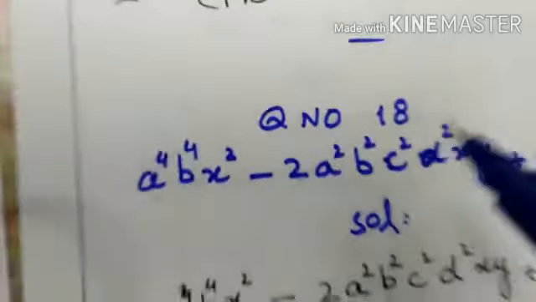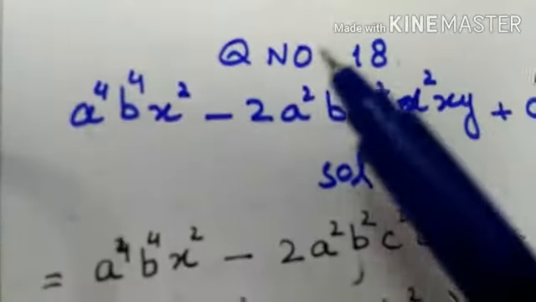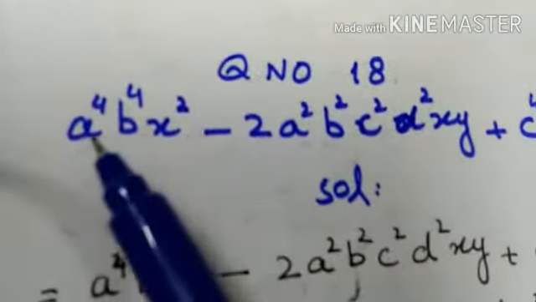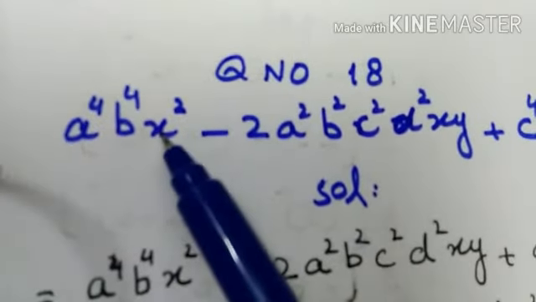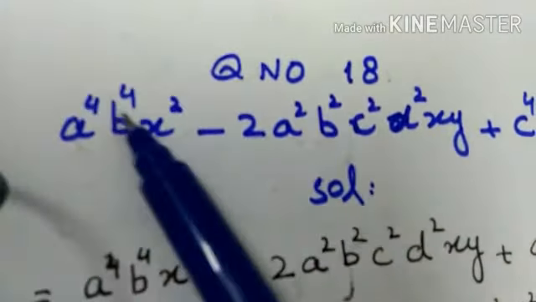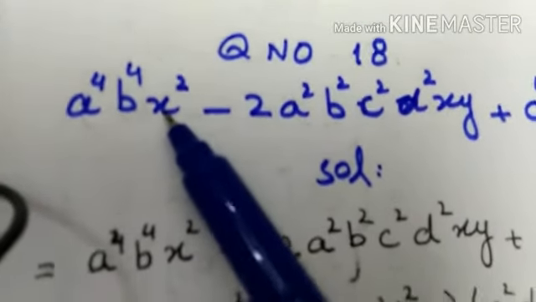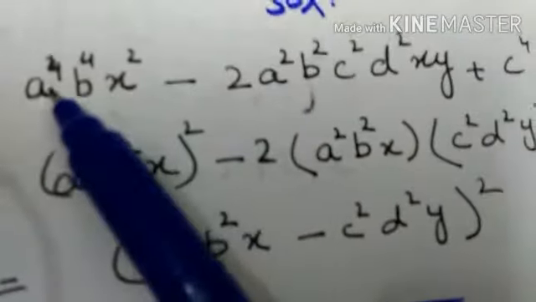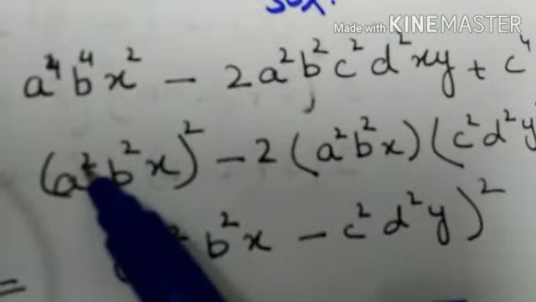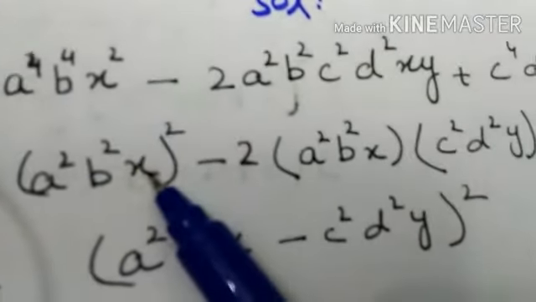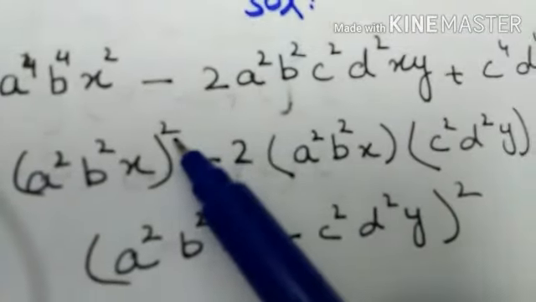Now question number 18. You are having 3 variables, a4, b4, x square. Here you are having 4 powers and here you are having 2 power. But we can use the same formula. How? Rewrite the question. a4 means a square whole square. So a square will be here. b4 means b square whole square. x square will remain same, simple x, because 2 is here.